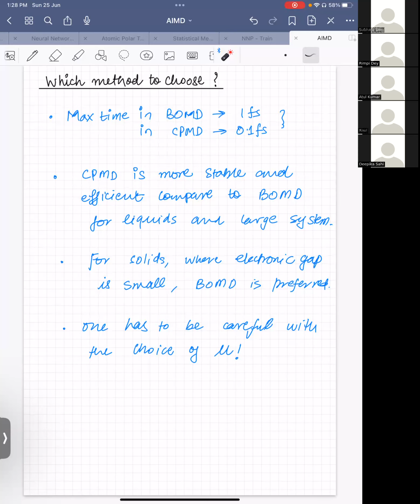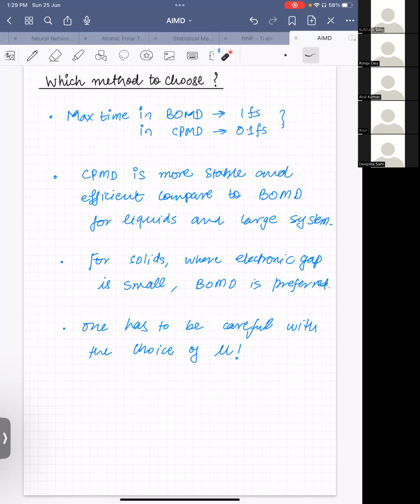Okay, but in CPMD, it is also stable because it is taking this electron dynamical part into consideration. But in Born-Oppenheimer molecular dynamics, the electronic contribution is only calculated at a certain time. So we can understand that there are no electronic degrees of freedom.